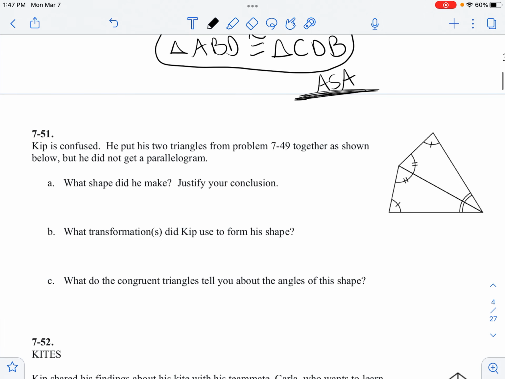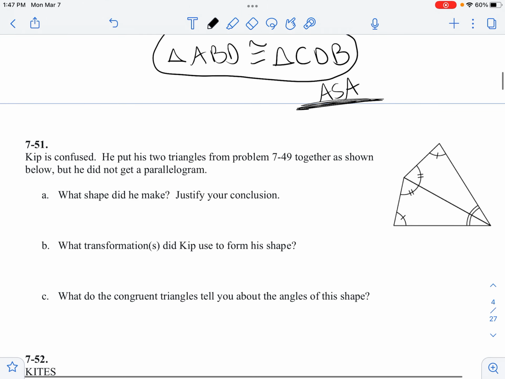In 51, Kip is confused. He put two triangles from problem 49 together as shown below, but he did not get a parallelogram. What shape did Kip make? I would like you to pause this video while you try part A, B, and C on your own or with your group is fine. And then when you are done answering A, B, and C, you can go ahead and replay the video to see what I have for my answers.